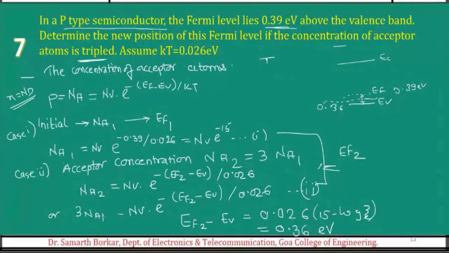So we have seen the cases. What happens if the temperature increases? What happens if the concentration increases, for both n-type, and for p-type we have just seen the case for the change in the concentration. Fine. Now these are the 7 problems I had to discuss with you.